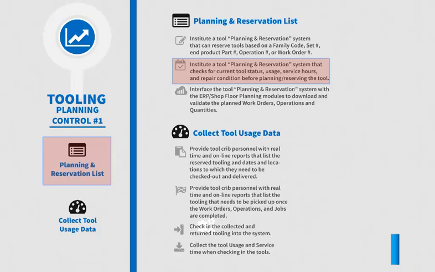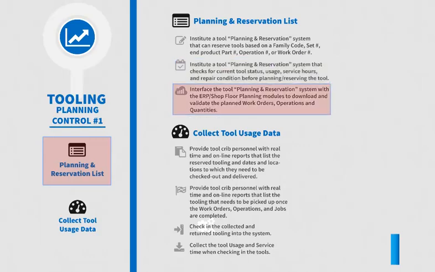So you need to institute a tool planning and reservation system that checks for current tool status, usage, service hours, and repair condition before planning and reserving the tool. That means you don't want a system that will just reserve a type of tool only to find out that tool isn't available. It's reached its maximum allowable usage, or it is in repair, or someone else is using it, or will be using it at that point in time. So you need a proper system that can tell you if a tool is available and if it's not available, and why it's not available, and suggest a replacement.